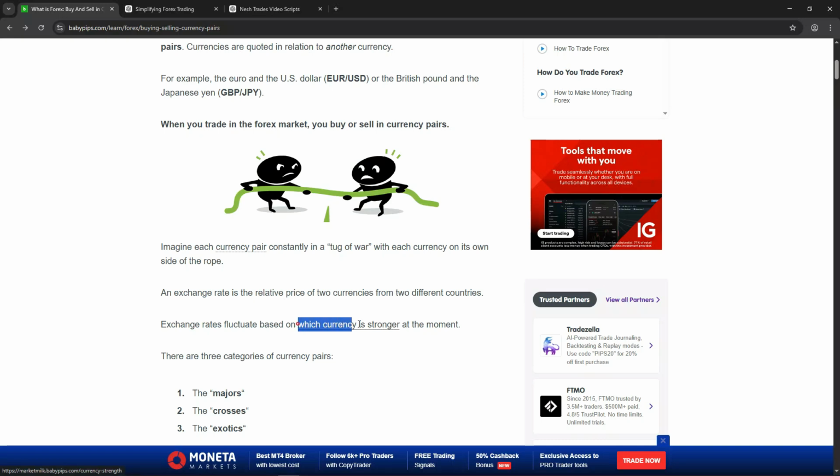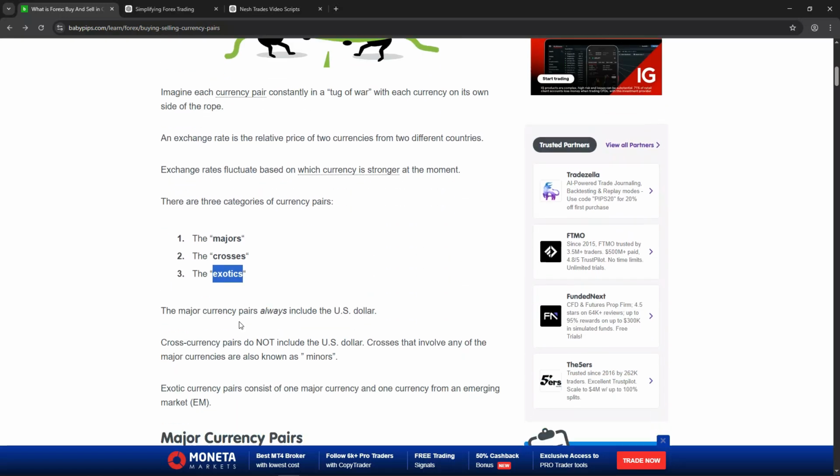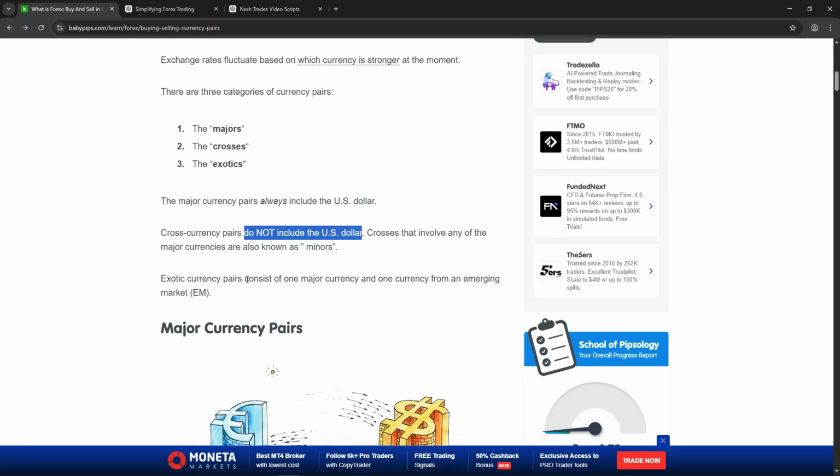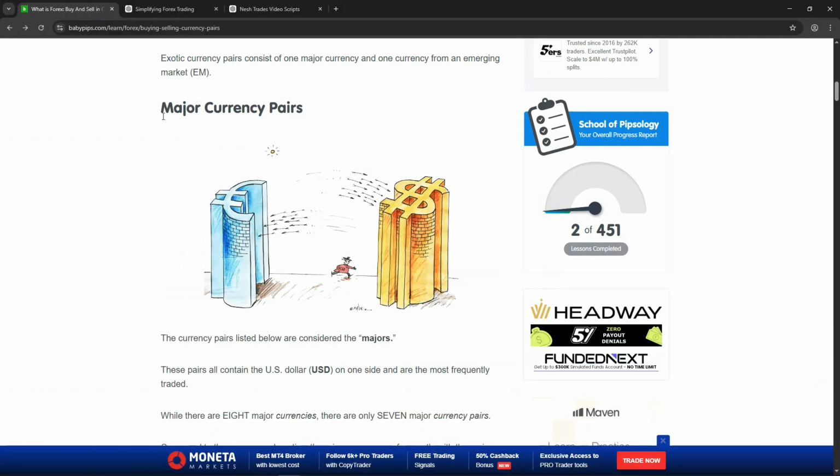Now, currency pairs are grouped into three types, and these are majors, crosses, and exotics. Majors always include the US dollar, crosses don't include the US dollar, and exotics involve a major currency and a smaller or emerging economy. In simple terms, Forex trading is all about trading currency pairs and predicting which currency will be stronger.